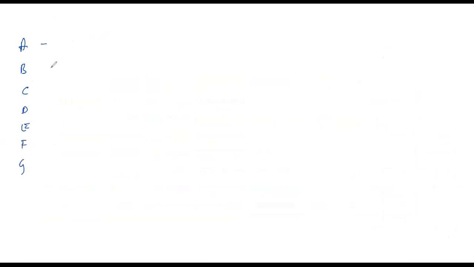For A, we do not have any preceding activity. For B and C, A is the preceding activity. For D, B is the preceding activity. For E, C is the preceding activity. For F, A is the preceding activity. For G, D, E, F are the preceding activities. So this is the table they have given. According to this, let me draw it roughly.